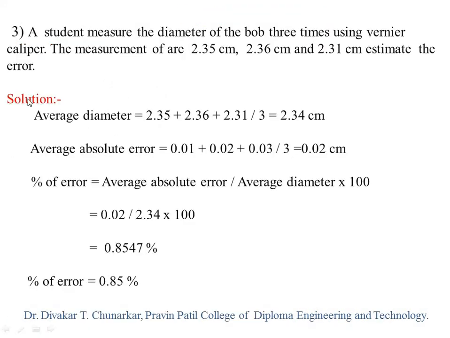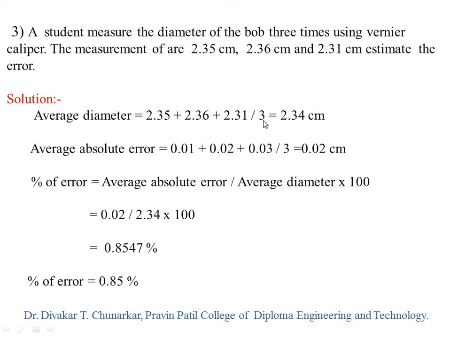But again I will take a third numerical problem. A student measured the diameter of a bulb 3 times using a vernier caliper. The measurements are 2.35, 2.36 and 2.31 centimeter. Estimate the error. So these are 3 measurements in centimeter that are given. So first we have to calculate the average diameter and then the average absolute error in this way.